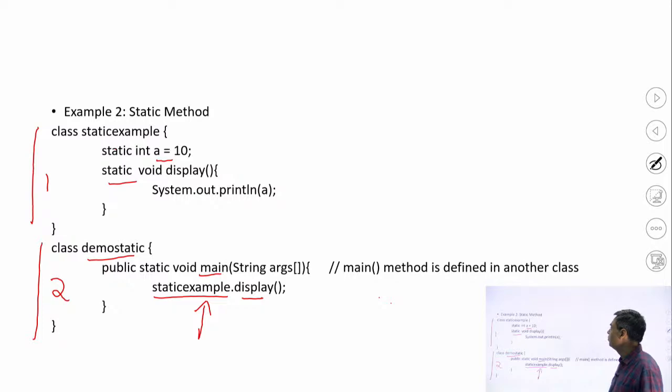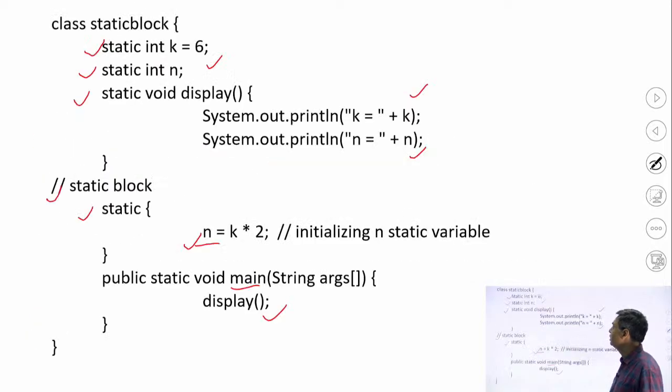Then we talked about the static block. A static block is basically used to initialize the static variable. So we have not given the value of n, then we use the static block here, and we initialize the value of n equal to k into 2. This is called the static block.